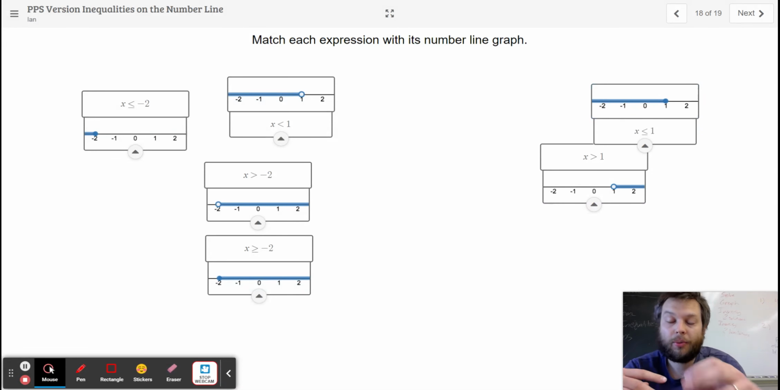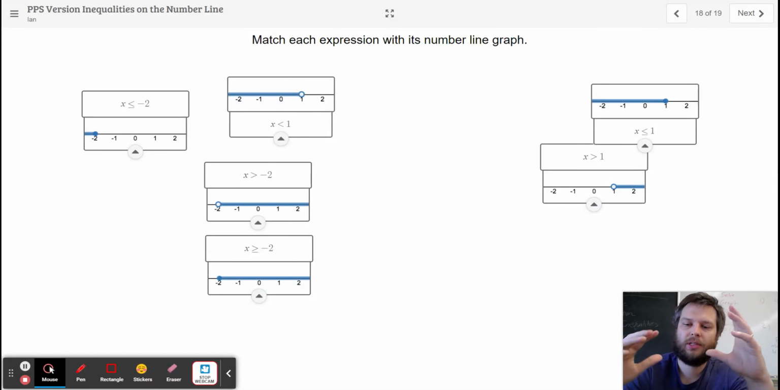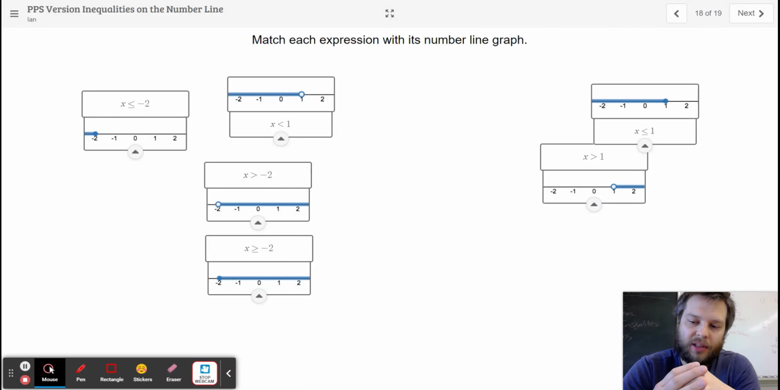So you should know by now what I mean when I say solution, when I say graph solutions, when I talk about the difference between an open dot and a closed dot, and when we talk about how many solutions there are. So make sure you fully understand all those concepts. That's what we need to have at this point in the unit.